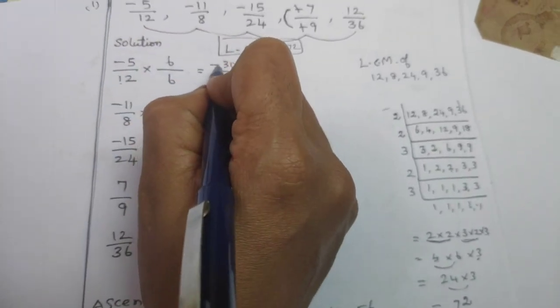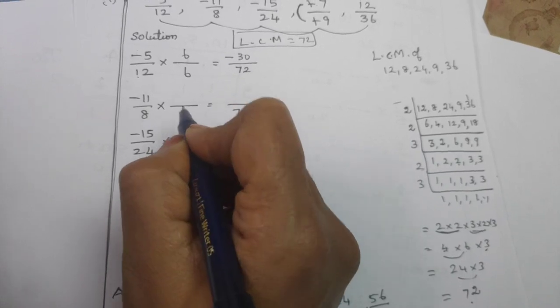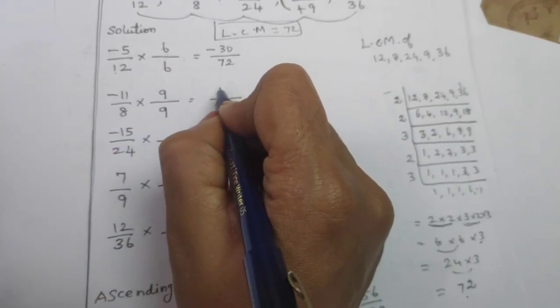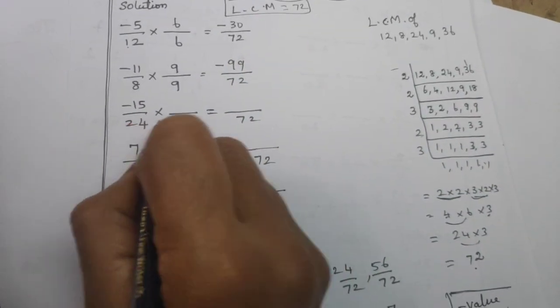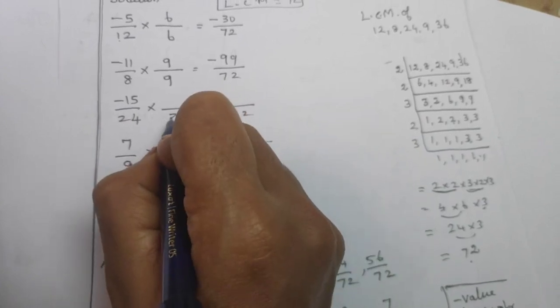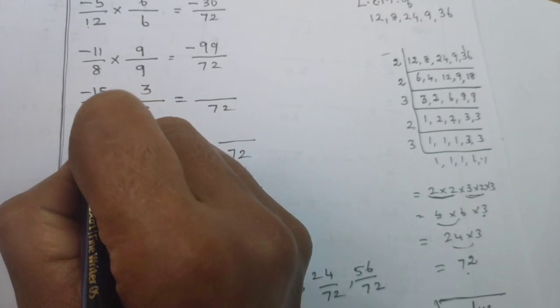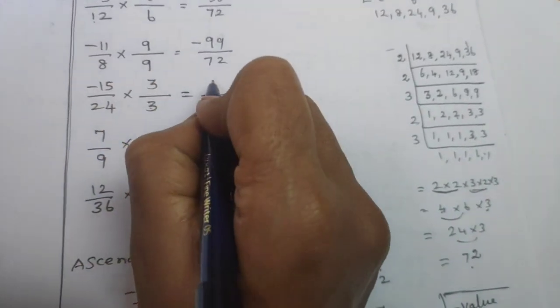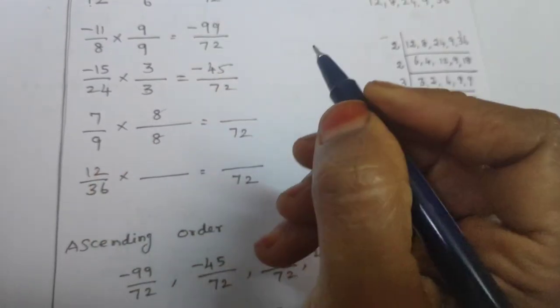Plus into minus is minus. 8 dash are 72. 9 8s are 72, there also write 9. 9 11s are 99, plus into minus is minus. 24 dash are 72. 24 3s are 72, here write 3. 15 3s are 45. There minus symbol, plus into minus is minus. 9 8s are 72, there also write 9.